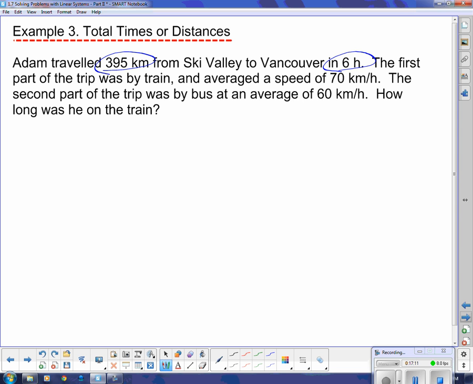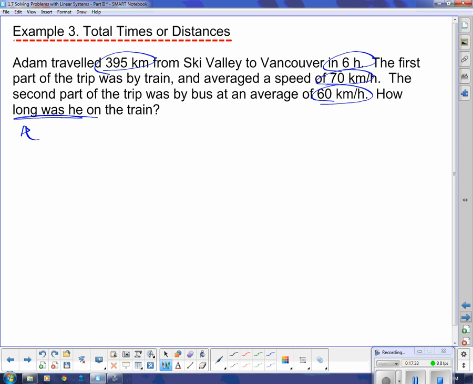The first part of the trip was by train, and we had an average speed of 70 kilometers an hour. And the second part of the trip was by bus at an average of 60 kilometers an hour. How long was he on the train? So I've highlighted our given information. Can't draw a diagram. Now I figure out what we're required to find. How long was he on the train?